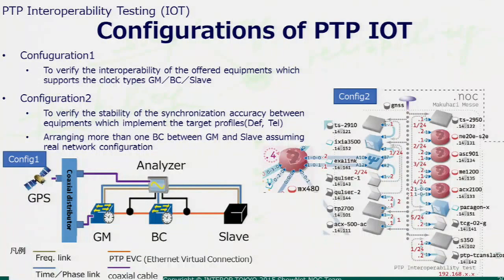As it is the first case of PTP test in ShowNet, we have to grasp the level of the interoperability. First of all, tests were carried out between equipment supporting default profile and telecom profile in this configuration. Config 2 is the configuration in which boundary clocks are allocated in multi-layer between Grandmaster Clock and slave. When configuring PTP networks, this configuration is considered simplest. SEIKO provided two Grandmaster Clocks. One supports default profile and the other supports telecom profile.